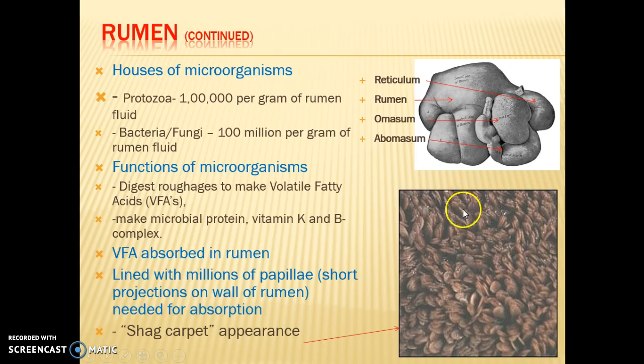You can see the lining with millions of papillae, short projections of the wall of the rumen, that are needed for absorption, and its appearance you can see in the picture. It looks like a shag carpet.